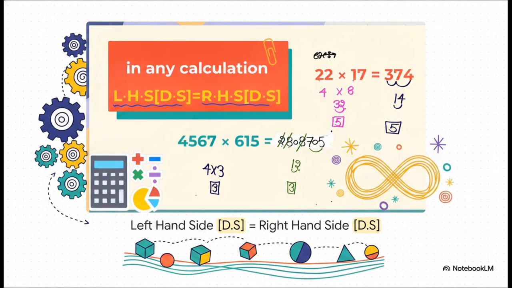Now here is the golden rule that changes everything. Listen to this. In any valid calculation, the digital sum of the left-hand side will always equal the digital sum of the answer on the right-hand side. Let's look at 22 times 17 equals 374. The digital sum of 22 is 4. The digital sum of 17 is 8. 4 times 8 is 32, and the digital sum of 32 is 5. Now let's check the answer, 374. 3 plus 7 plus 4 is 14, and 1 plus 4 is 5. The left side is 5, the right side is 5. It works every single time to verify your answers.